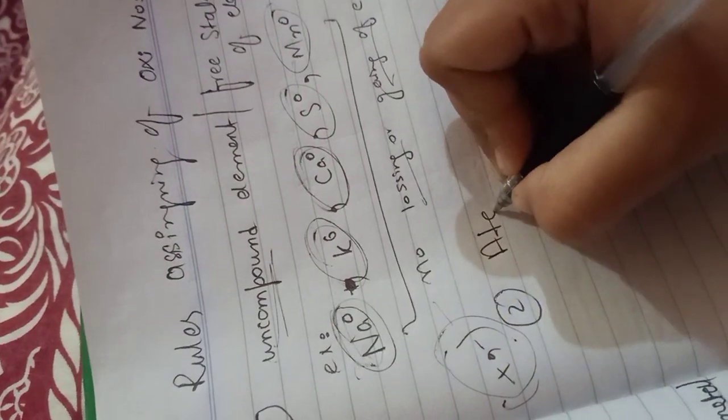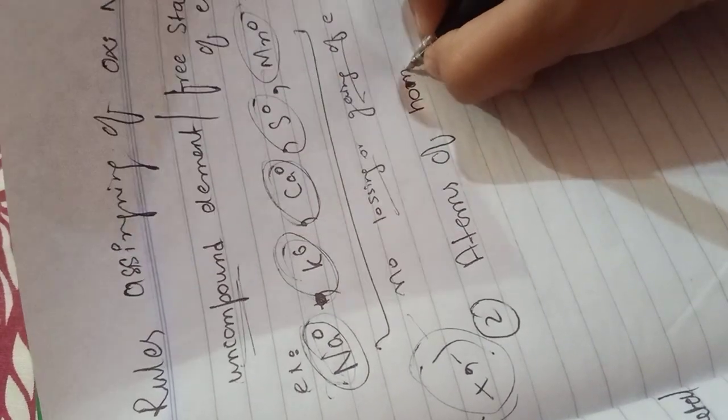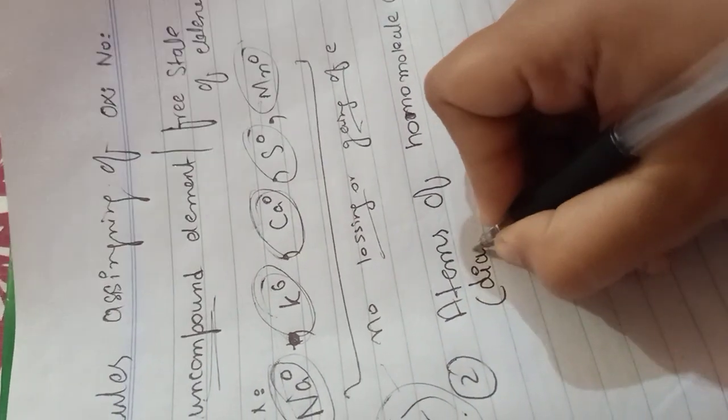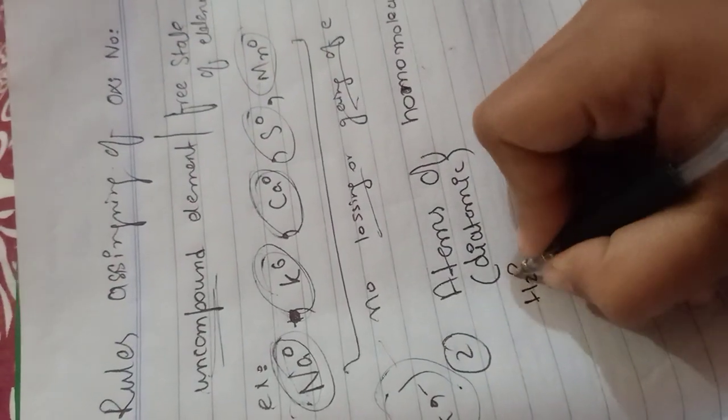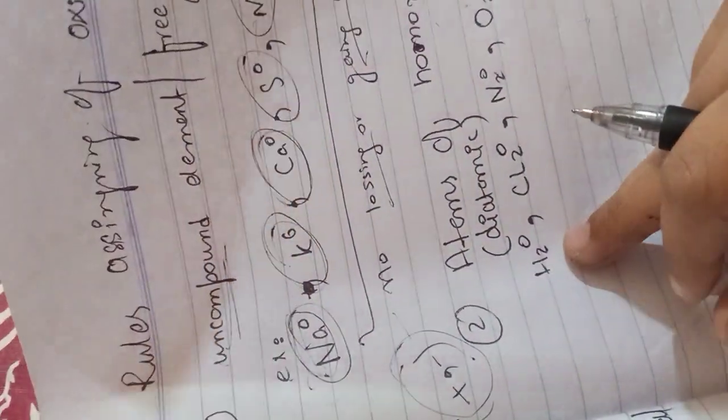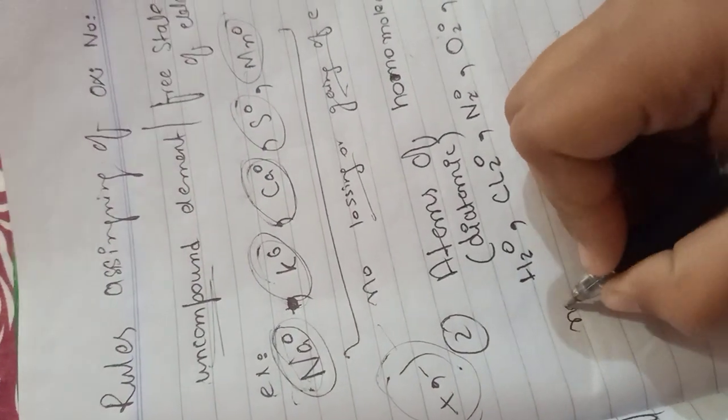The second rule is that atoms of a homo molecule will always have a zero oxidation number. Here we are discussing diatomic molecules that are homo, which means the same. For example, hydrogen, chlorine, nitrogen, oxygen, bromine. Diatomic means two atoms together, but they are homo molecules, which means they are the same. They have the same electronegativity, so there is no loss or gain of electrons. Because they are homo molecules, the oxidation number is zero.